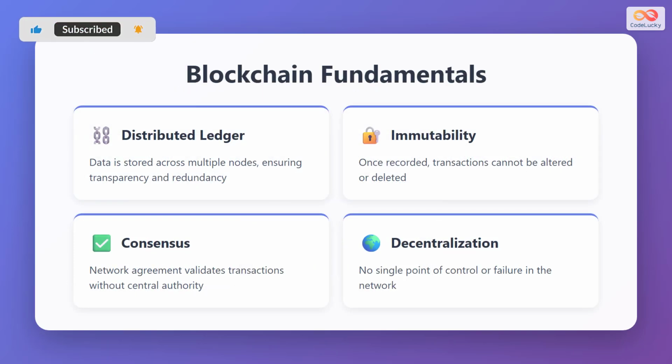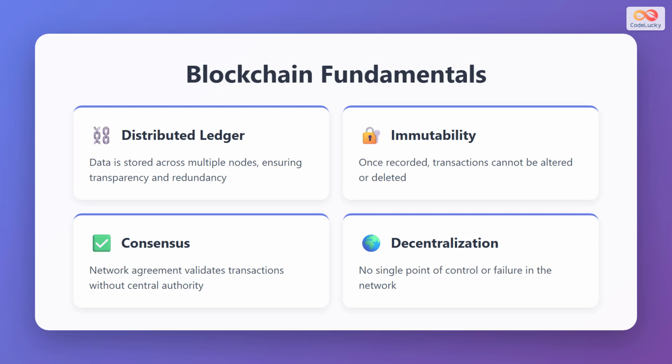Before diving deeper into smart contracts, it's important to understand the blockchain technology that powers them. A distributed ledger means that data is stored across multiple nodes, ensuring transparency and redundancy throughout the network. Immutability guarantees that once recorded, transactions cannot be altered or deleted, providing a permanent record. Consensus mechanisms allow the network to agree on transaction validity without a central authority.